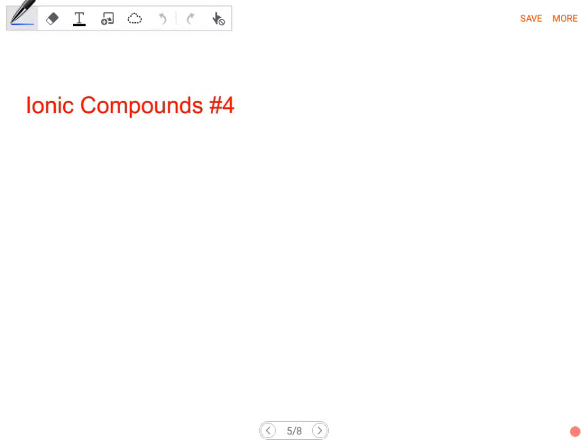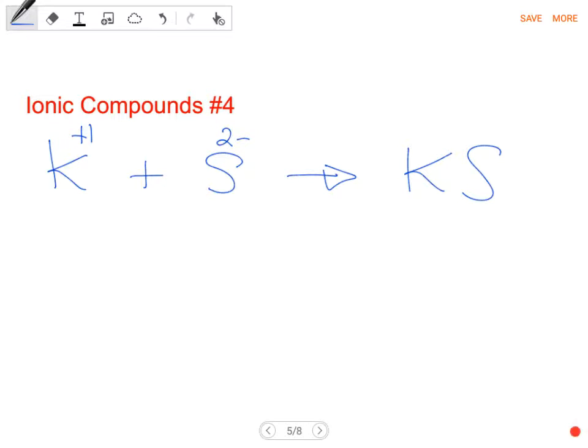Let's go with potassium plus sulfur. Okay, so we're going to put K and S together in the very end. Look at the charge for potassium. That's +1. The charge for sulfur should be 2-. And I'm sorry, I do this wrong all the time. It should be 1+.